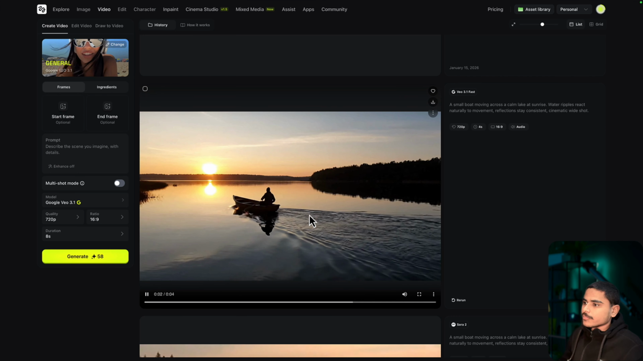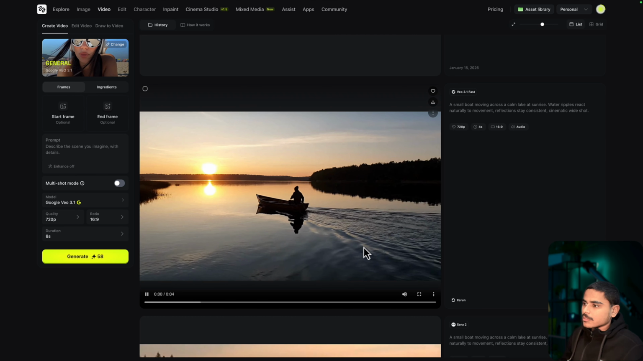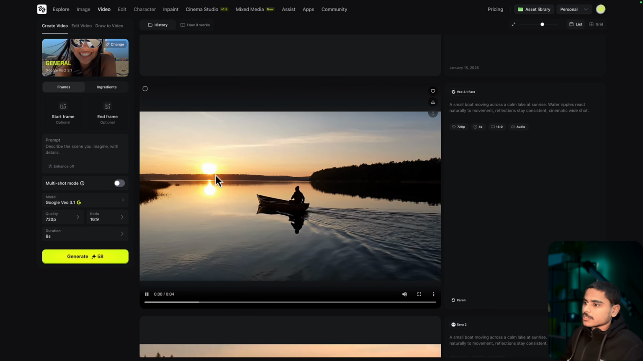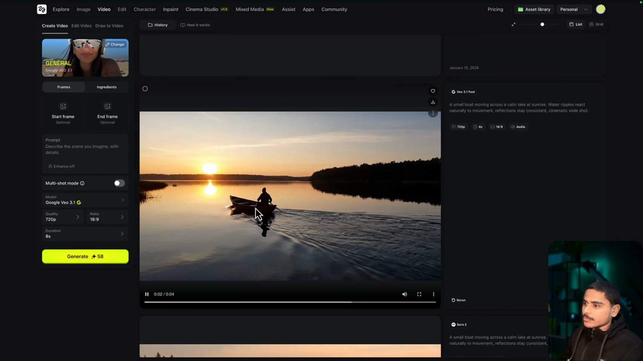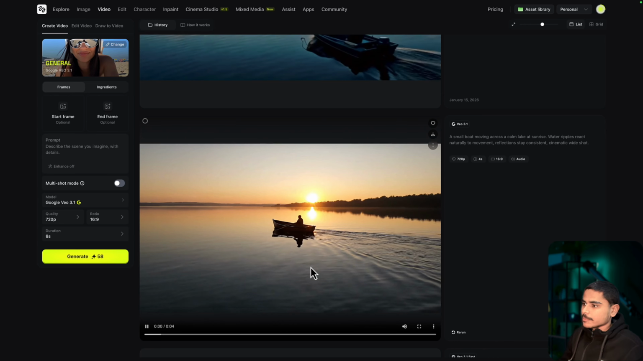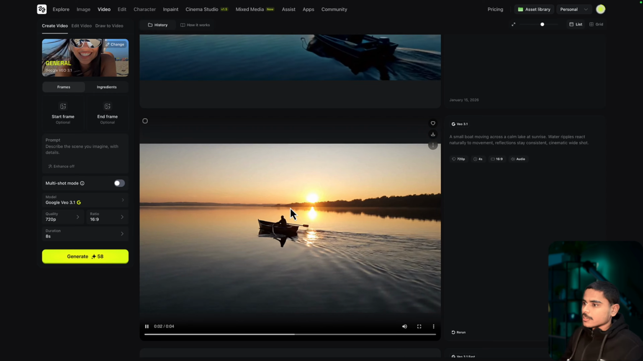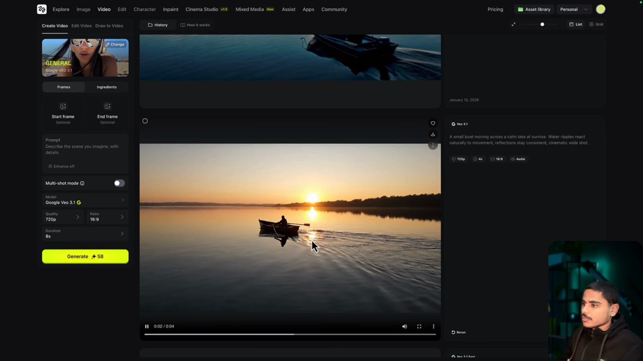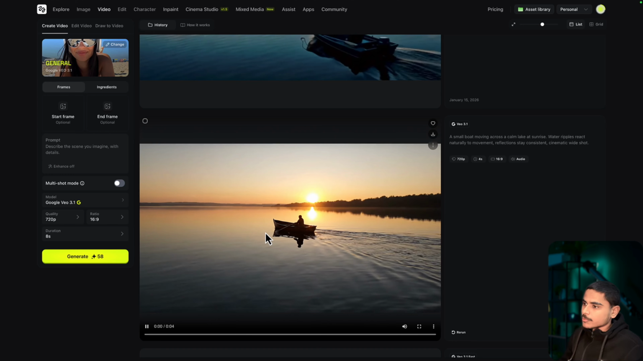VEO 3.1 Fast. Ripples are okay, reflections also good, it's in the sunrise, but the rowing movement is unnatural. Okay, 3.1 has a good rowing movement, ripples are also realistic. We have the sunrise and reflections. Reflection is also following after the boat moves past away.